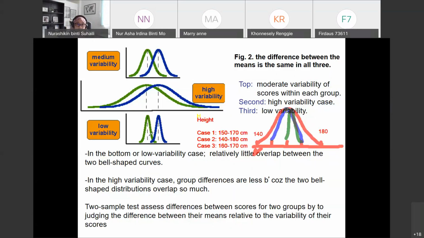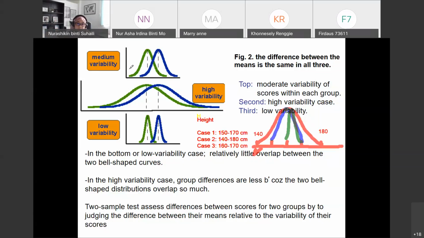Compared to that, if you see the high variability, although they have a similar difference of the means, this one has a wider spread for both, and both of the samples overlap. That's why they have this big area of overlap. So we can say that the variability is high, because it's variable, from a big range.